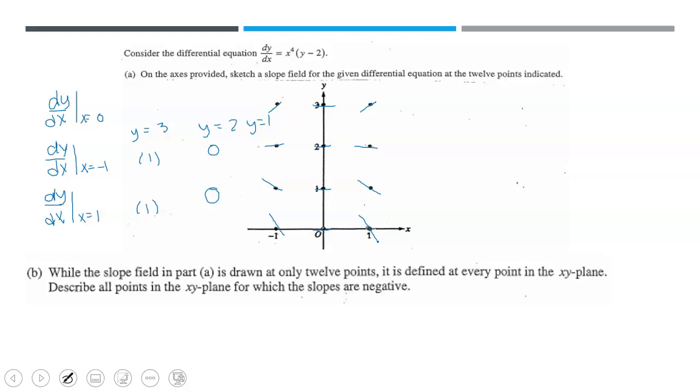The slope field is only drawn at 12 points. It is defined at every point in the xy plane. Describe all points in the xy plane for which the slopes would be negative. So when or why would all of the slopes be negative? So what you would do is talk about the fact that y equals 2 is a horizontal asymptote.